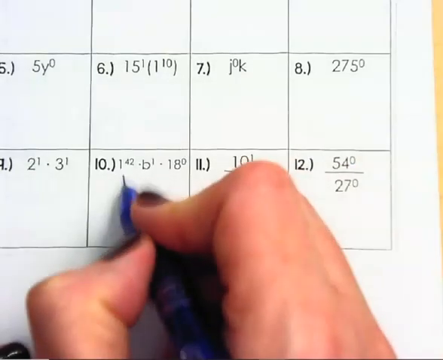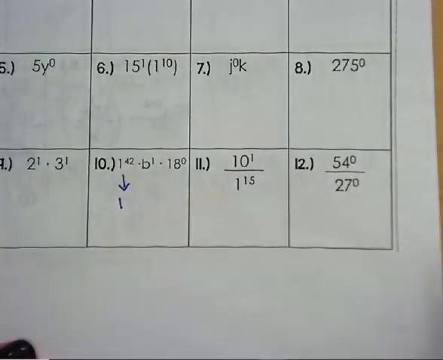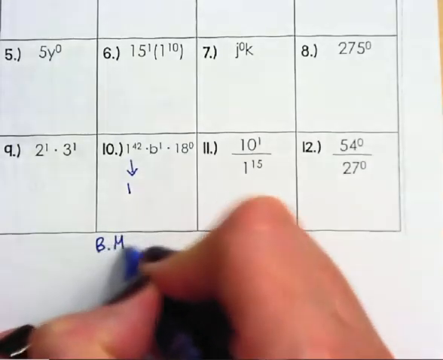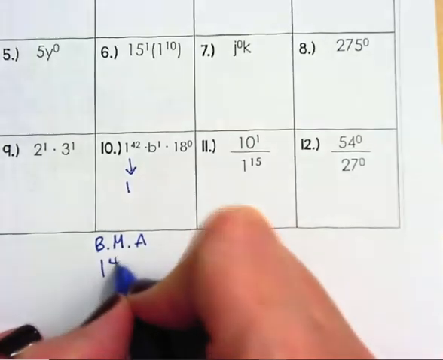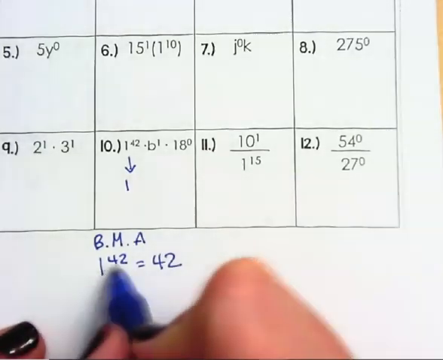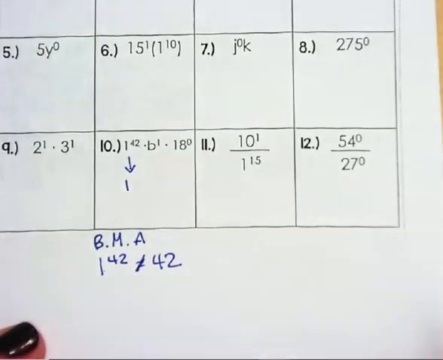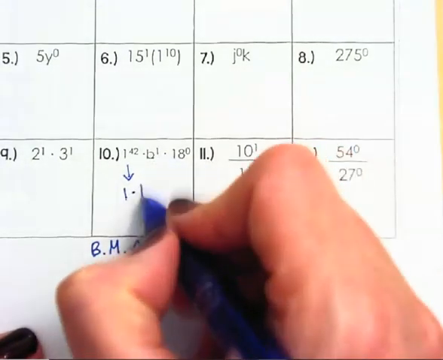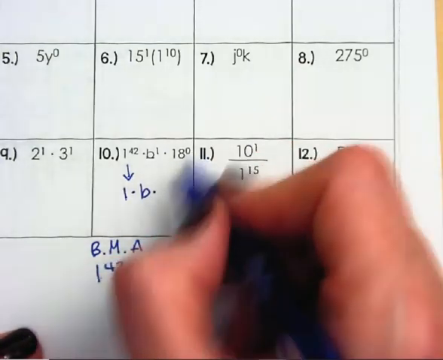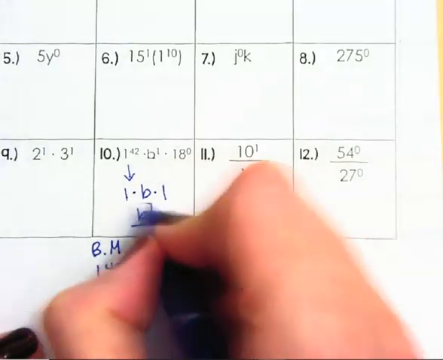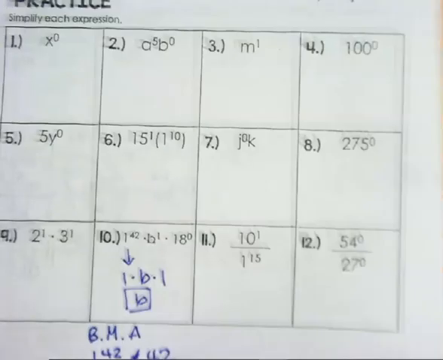1 to the 42 is just 1. Let me tell you what that's not. This is a bad math alert. The most common wrong answer for 1 to the 42 is 42, because students will do 1 times 42, but that does not work, okay? It's just 1. And then times b to the 1, which is just b, times 18 to the 0, which is 1. And 1 times b times 1 is b. And then I'll leave the rest of these for you to try and check your answers in the Google Classroom.